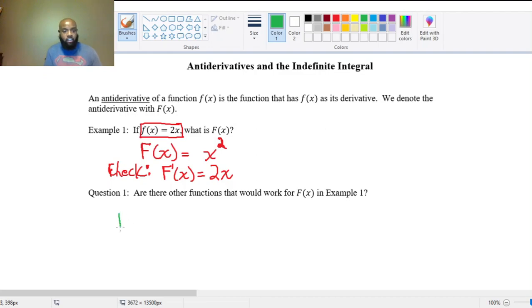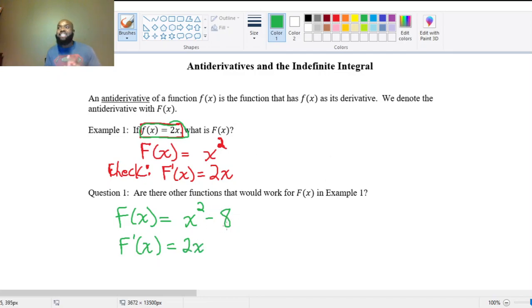For instance, if I look at capital F of x equals x squared minus 8, when I do the derivative of that, if I get the same thing that I started with, then this is also an antiderivative of f of x equals 2x. If I take the derivative of this, I'm going to get 2x. If I take the derivative of that minus 8, that derivative is 0 since it is a constant. So this too is an antiderivative of f of x equals 2x.